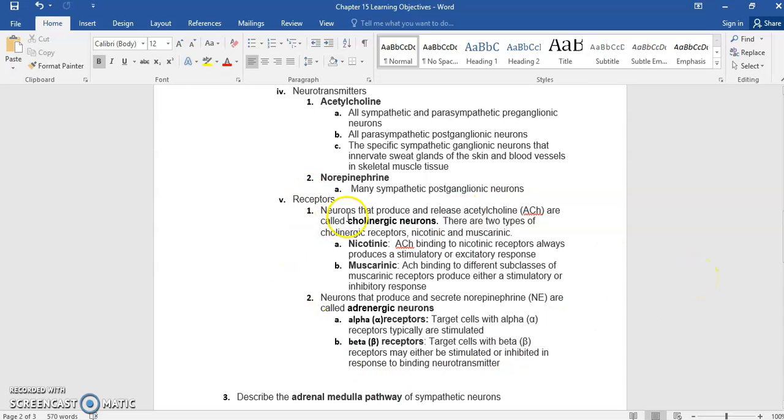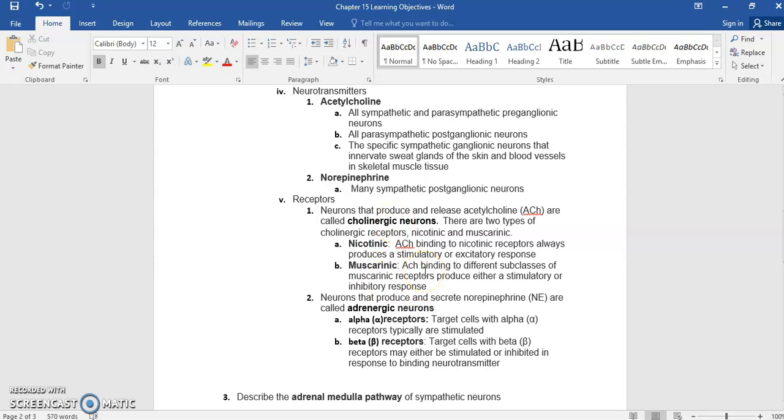One thing you need to know is when we have a neuron that releases acetylcholine as its neurotransmitter, we call all those neurons by the general name cholinergic neurons, because they're releasing acetylcholine, so the choline part is in the word here. So they're cholinergic neurons because they release acetylcholine. All the preganglionic motor neurons are cholinergic neurons.